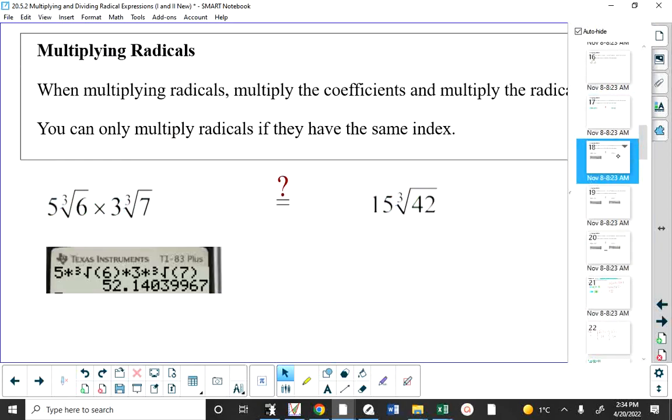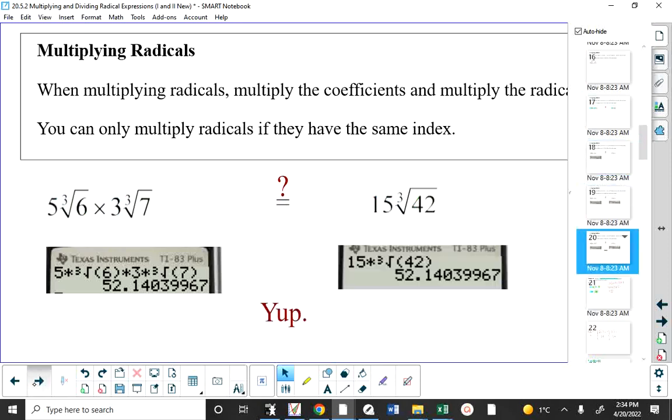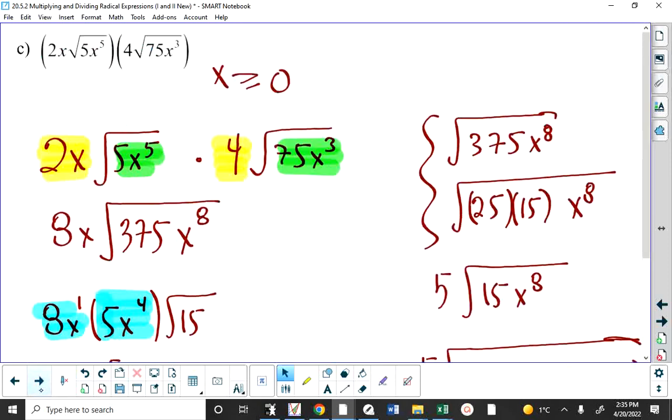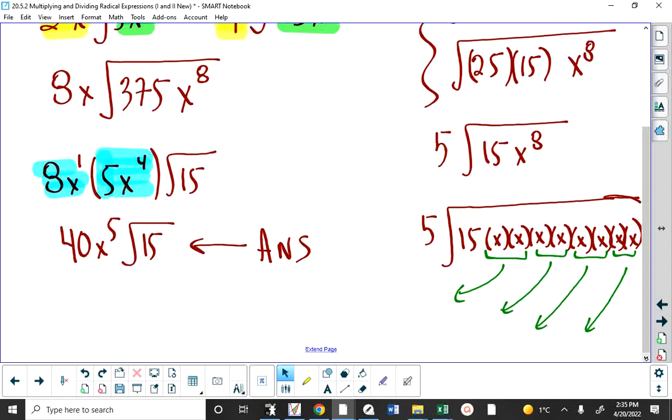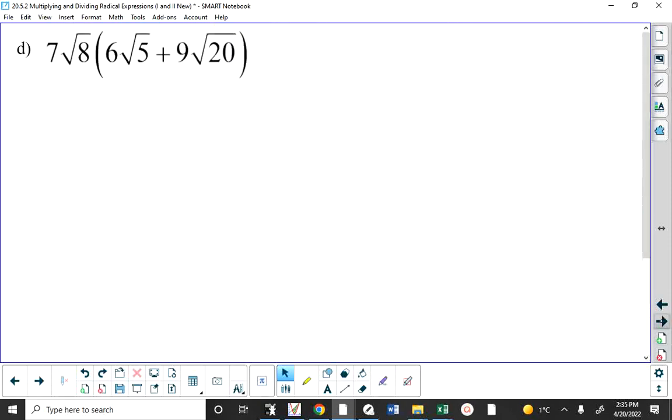Where were we? Multiplying. Oh, we were done with that. Is that right? We finished this one? Oh, yeah. There's the answer. All right, let's take a look at the next one.